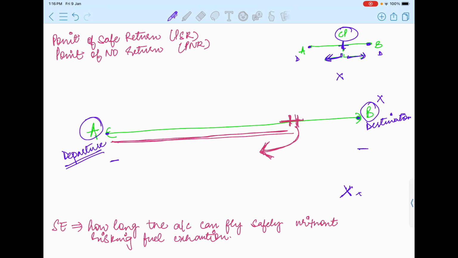So the maximum distance that you can travel and then return to this base safely in so and so conditions without, this is a very major part, without risking fuel exhaustion, or you can say the maximum distance you can fly out and then return to base safely within the safe endurance of the aircraft, is called the point of safe return. I hope I've made it clear to you.